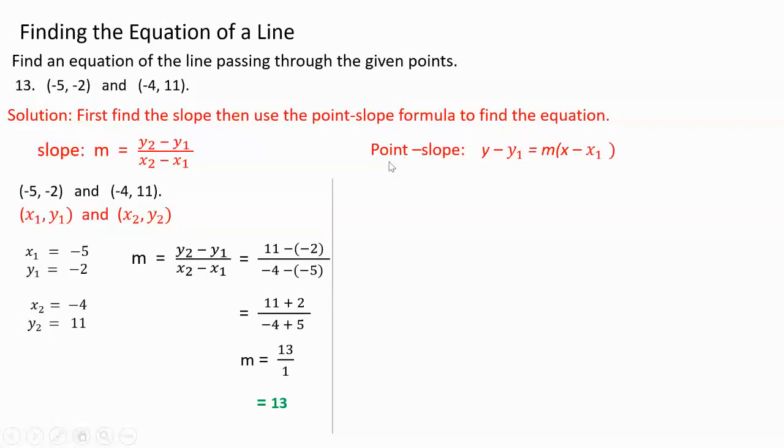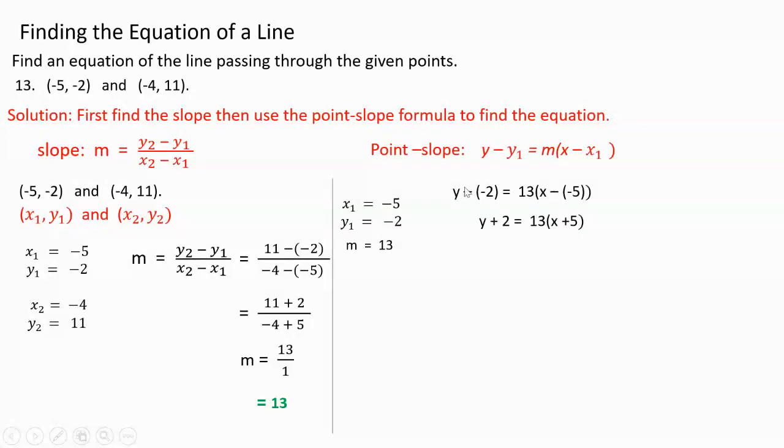Now, I'm going to use the point-slope formula, which is y minus y1 equals m times x minus x1. For the y1 and x1, you can use either point, but let's keep it uniform. Let's use the y1 and x1 values from point number 1. But if you use the -4, 11 point, it's going to give you the same thing. So my y1 is -2, my slope is 13, and my x1 is -5. Let's plug them in.